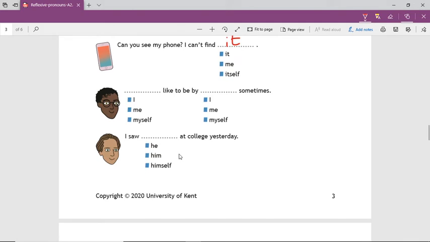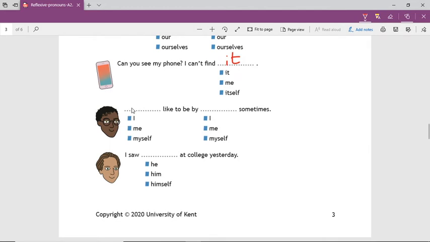Next up, blank like to buy blank myself sometimes. I've already given you the answer there, sorry. And the answer is going to be I like to be by myself. So it's self-reflective here. I like to be by myself sometimes.